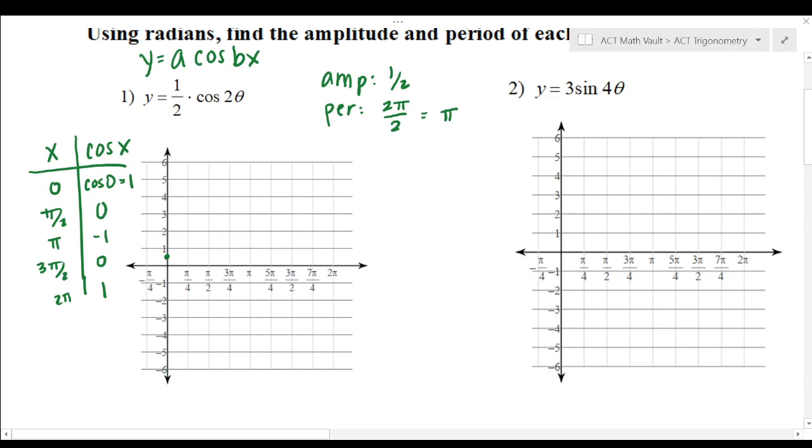So it's going to be 1/2 here. Then we'll go to 0, -1/2, 0, and 1/2. So that's one period of this curve. And then you can basically just follow that same pattern for another period next to it.